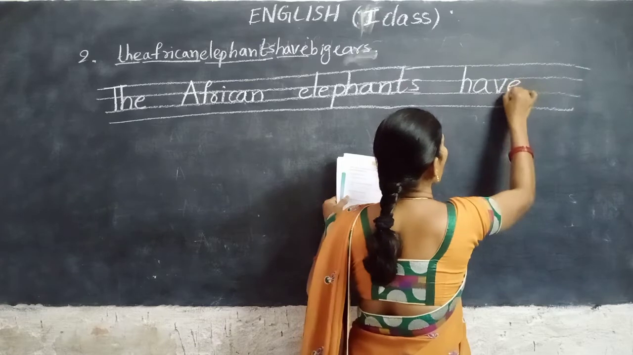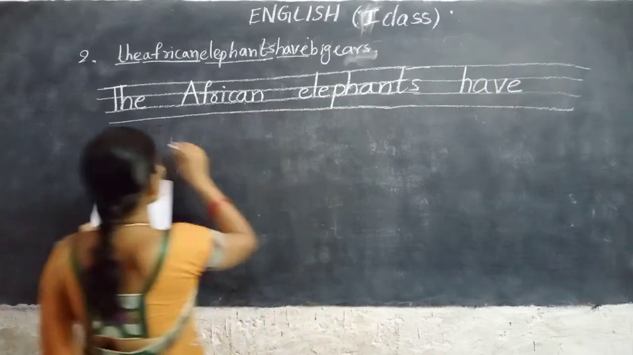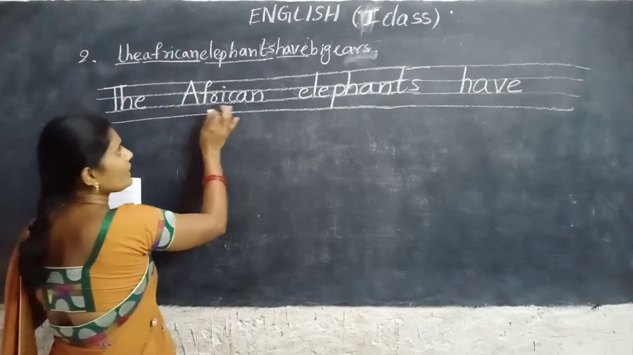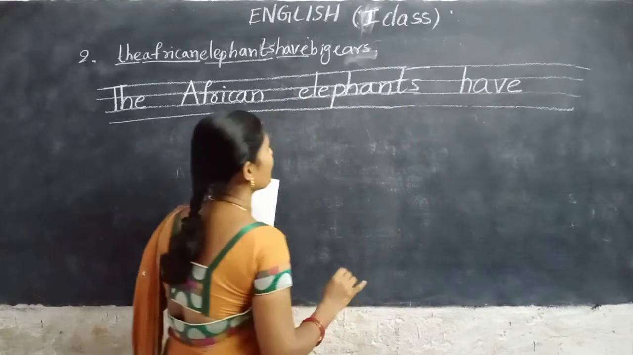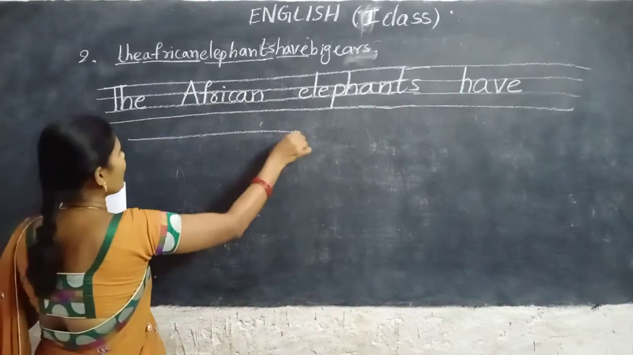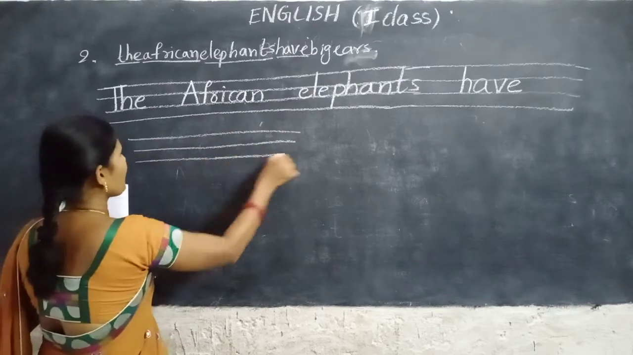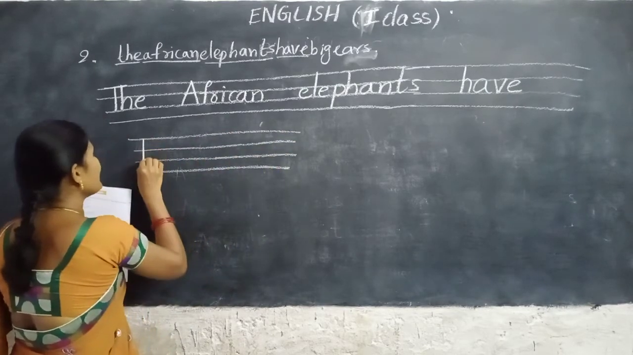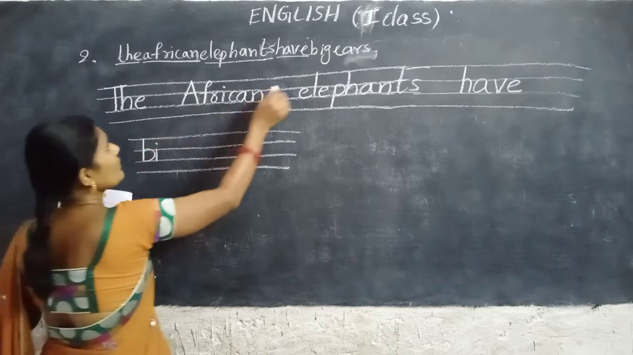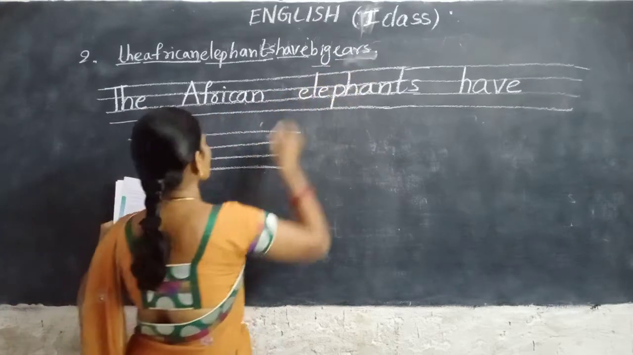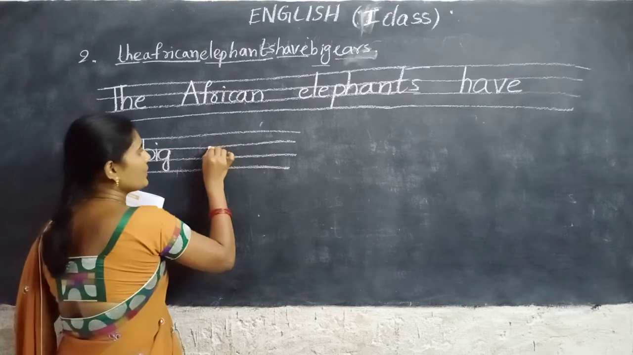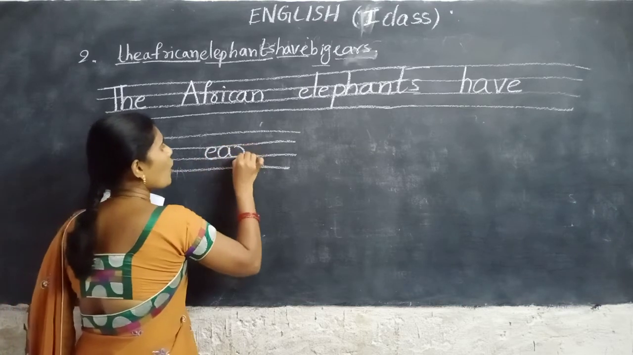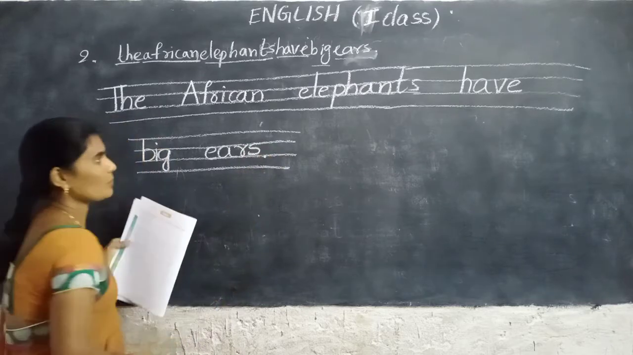Have. Use enough gap. The after gap. African after gap. Elephants after gap. Have after gap. Have big ears. B-I-G, big. Then gap. Ears. E-A-R-S. Ears. Full stop.